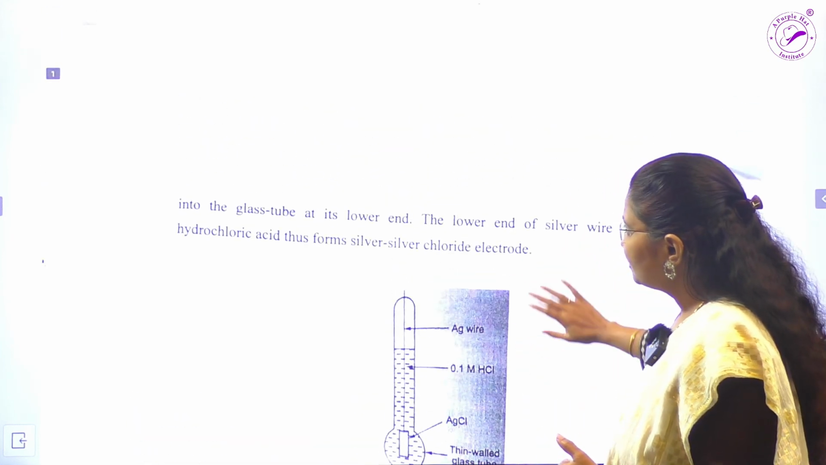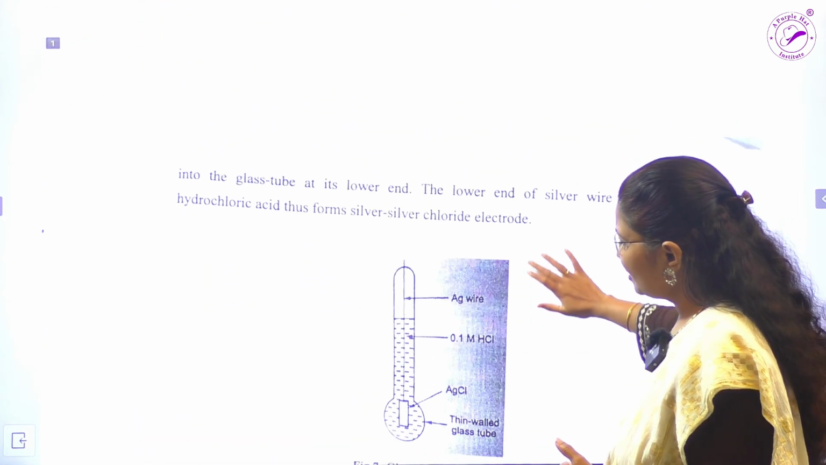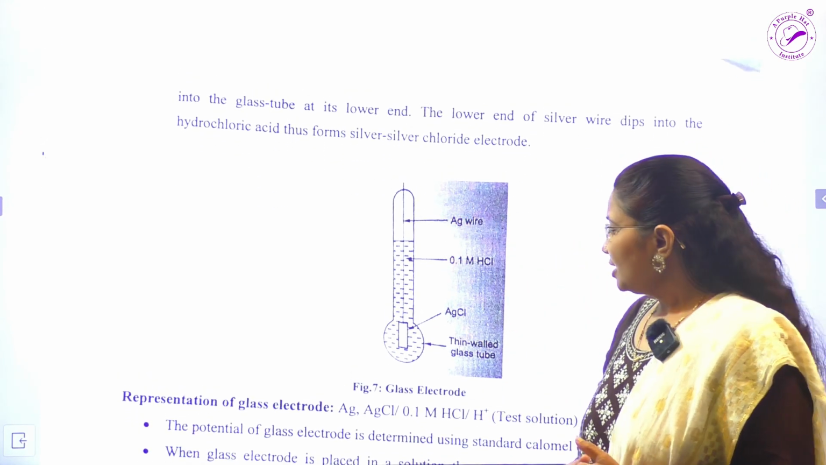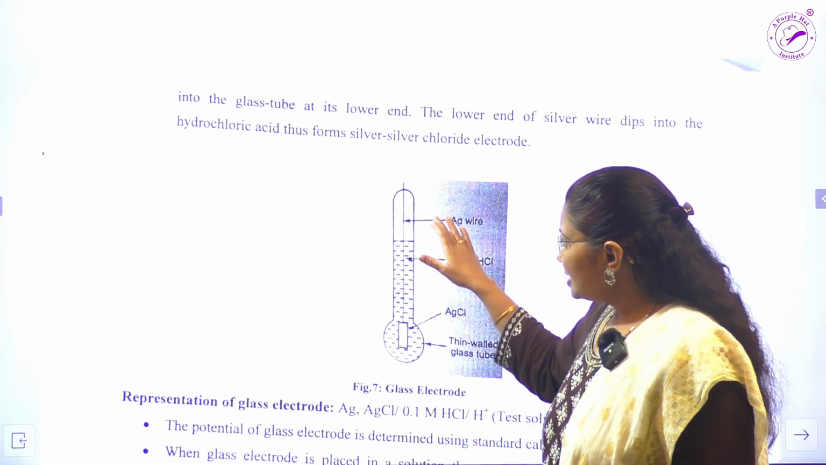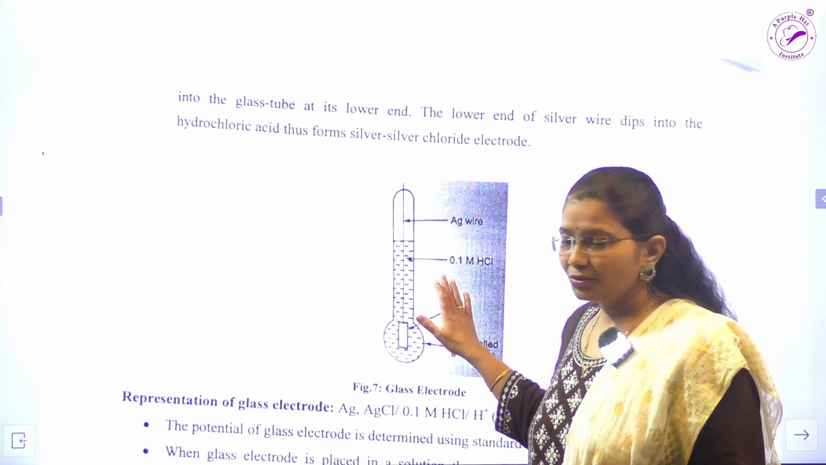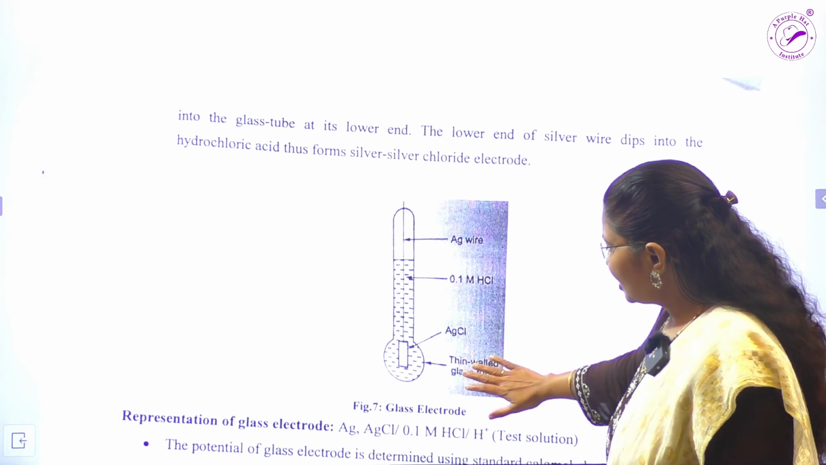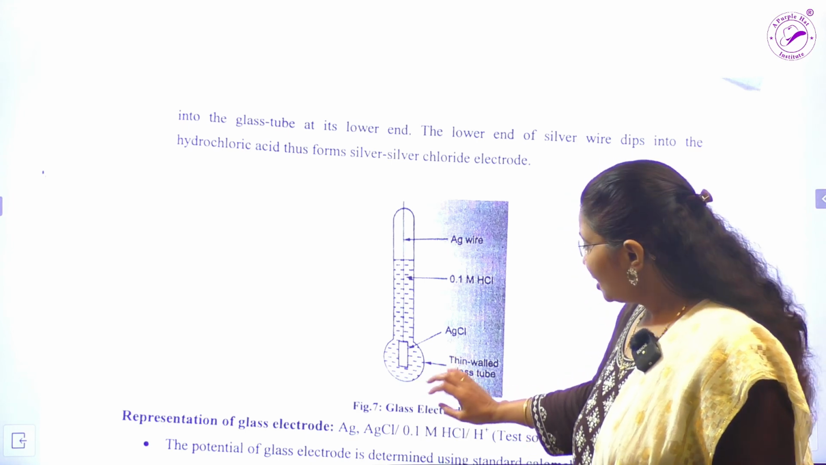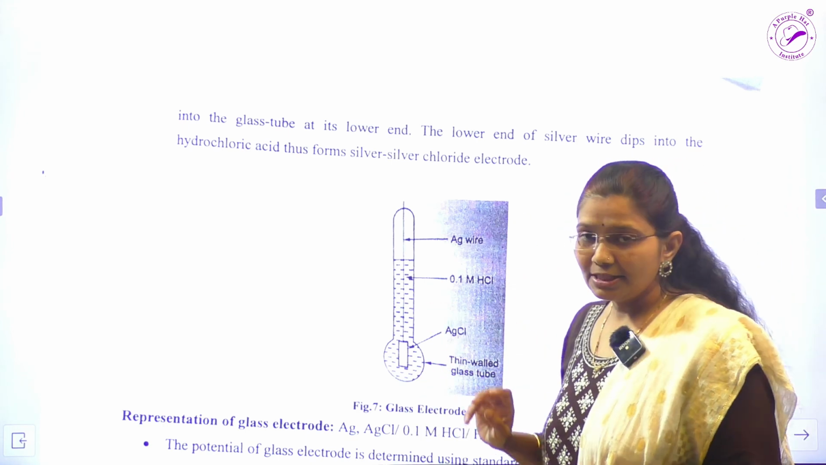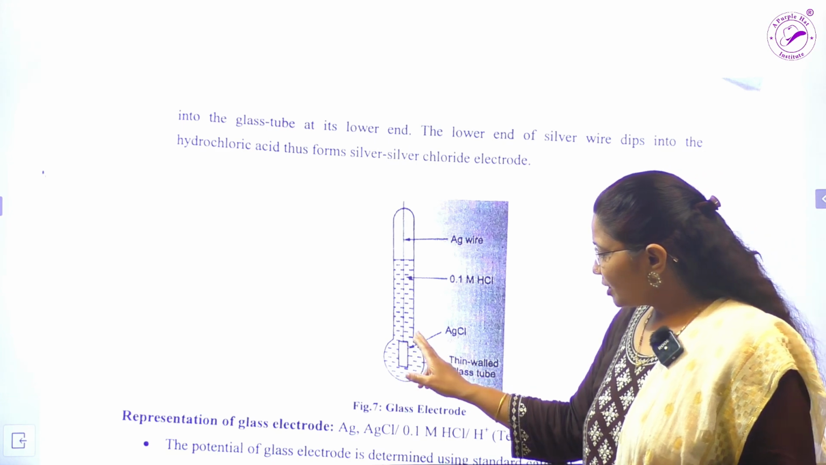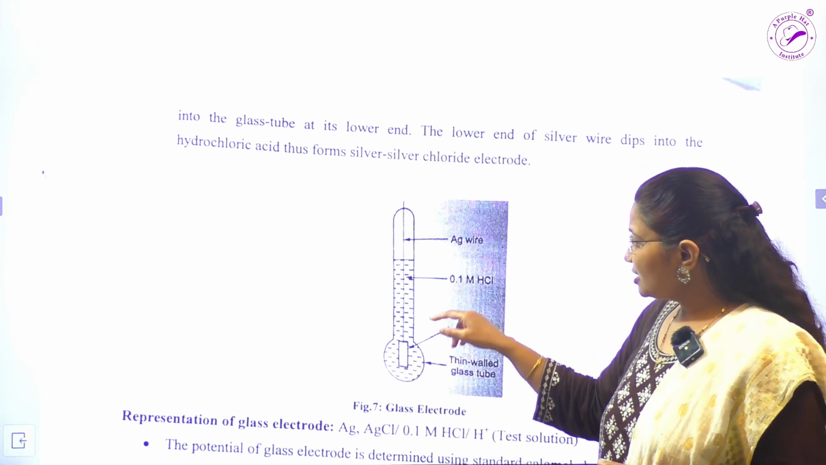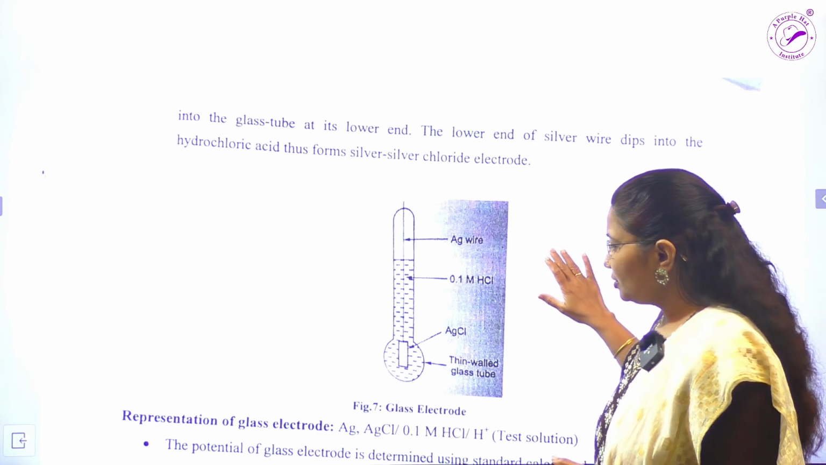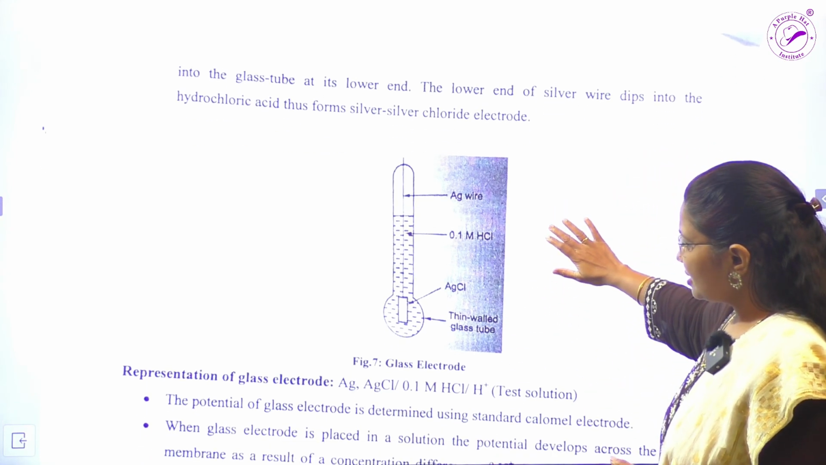So first of all, what is the construction of this glass electrode? Here you can see it in the diagram. This glass electrode has very thin wall glass, which at the end has a bulb. In that bulb, a silver wire is dipped, that silver wire which is coated with silver chloride. This is dipped into the 0.1 molar HCl solution. This can be explained in the construction.